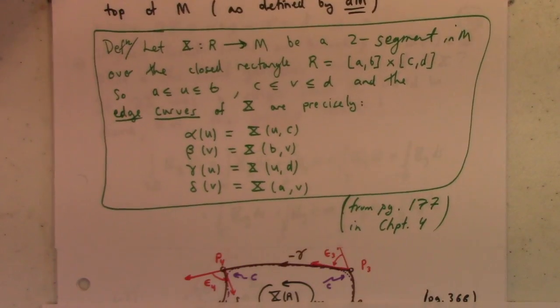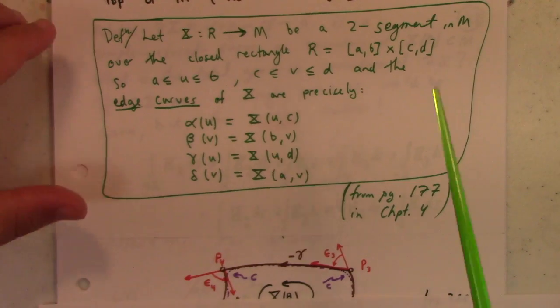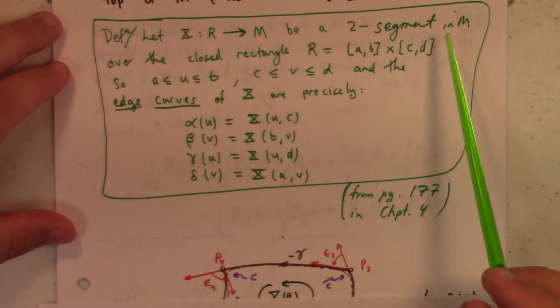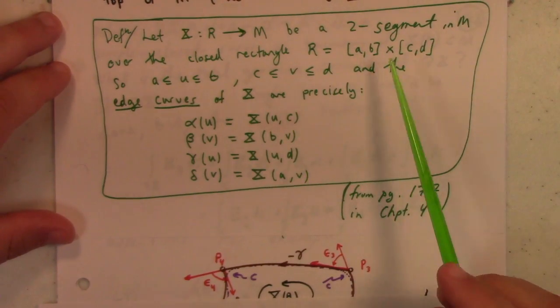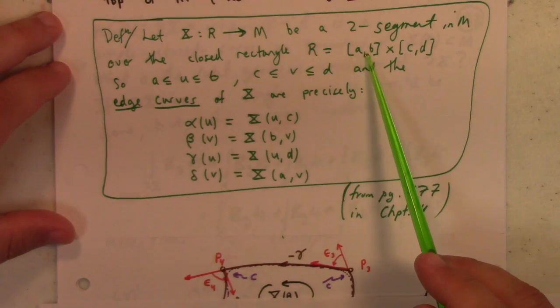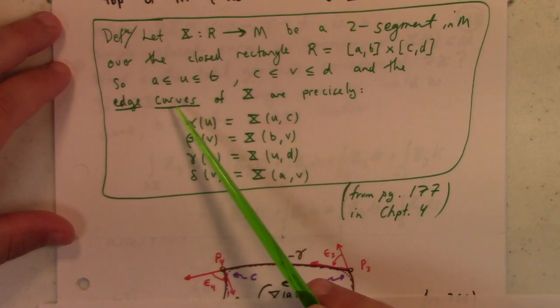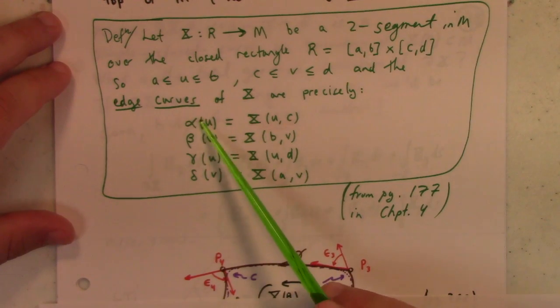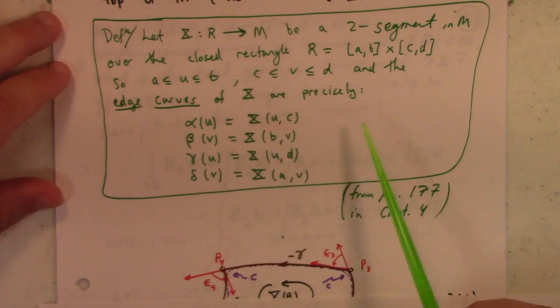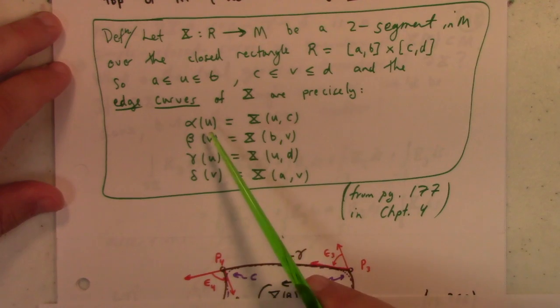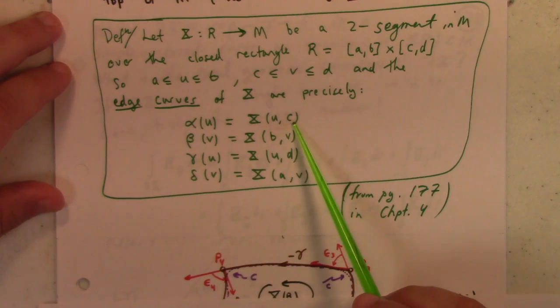Definition: let X from R to M be a 2-segment in M. The closed rectangle R, from a to b across c to d, has edge curves given by alpha, beta, gamma, delta, which in particular are, so for alpha, you let u vary, you freeze c.